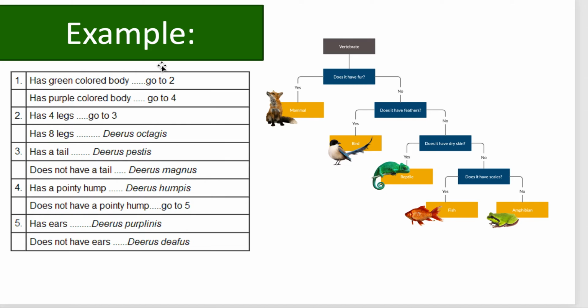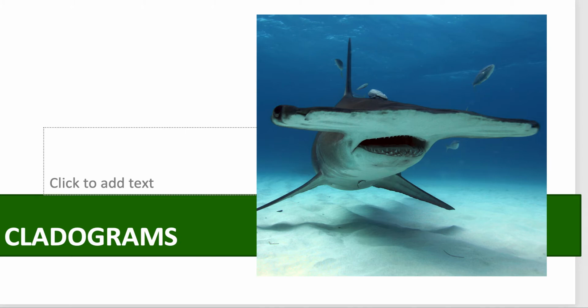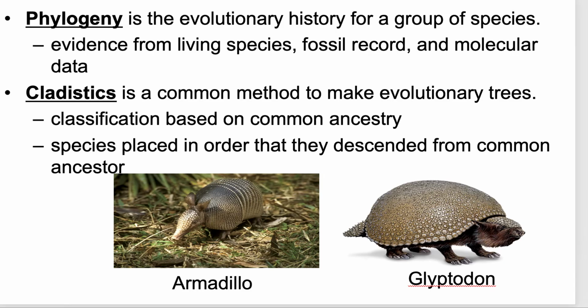That's a standard way to write them. They can also look like a flow chart like this. So we know it's a vertebrate. Then you're saying, okay, does it have fur? Then yes, it's a mammal. Or no, does it have feathers? All right, we say no, then we go on and on like that, right? So we'll work with some of these in class and practice using them, all right? So moving on, let's talk about cladograms.